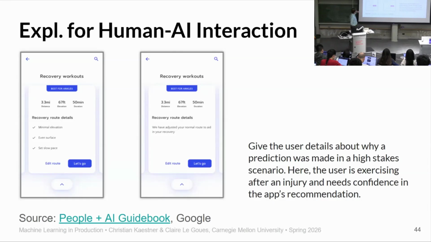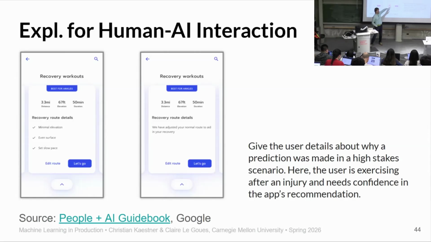This is an example from Google, from a running app, where they essentially recommend a recovery route, and they explain why did I choose this route here. It's a really simple explanation, but it provides some context, right? It's not a force plot or Shapley values. It's something much simpler, but it's trying to address a little bit of curiosity that the user may have, or some transparency of why this was given, rather than just saying we have adjusted your normal route to aid in your recovery, right? This is a very generic statement of what the purpose of the model is. This gives you some insight, even though it's not super precise, right?